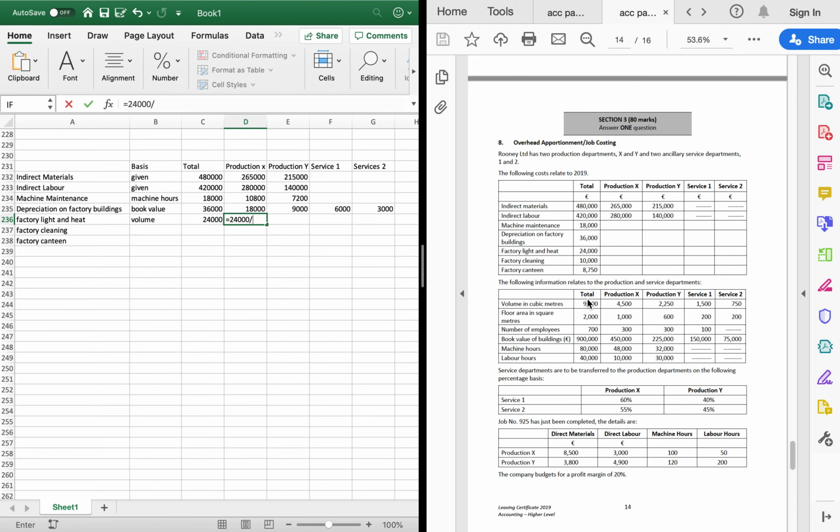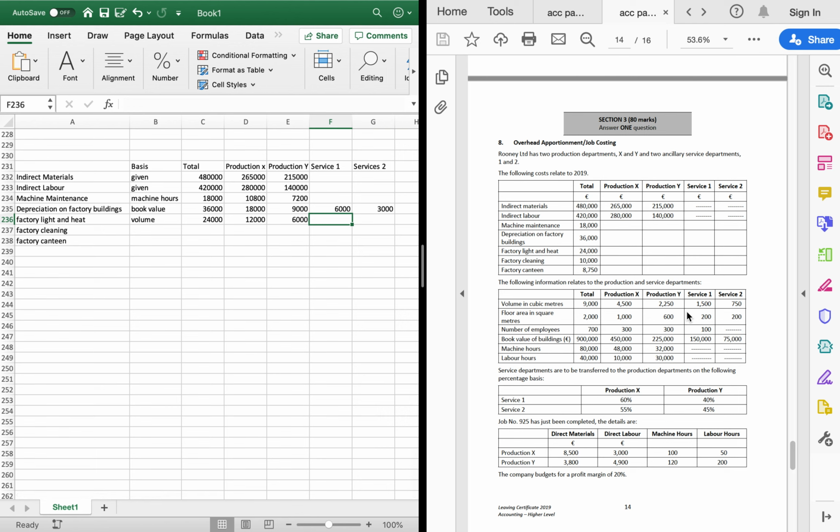So we're going to divide it by 9,000, and we're going to multiply by 4,500. So basically half of it is going to be 12,000. Then half of that again. So we'll take our 24,000 divided by 9,000, multiply by 2250 will be 6,000.